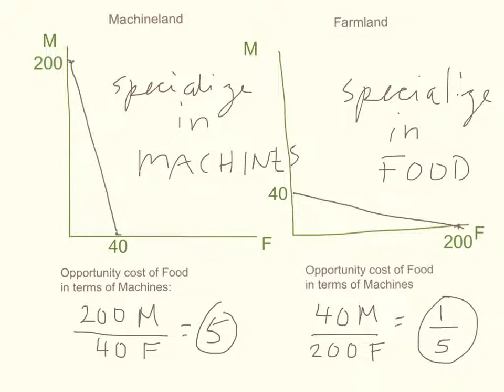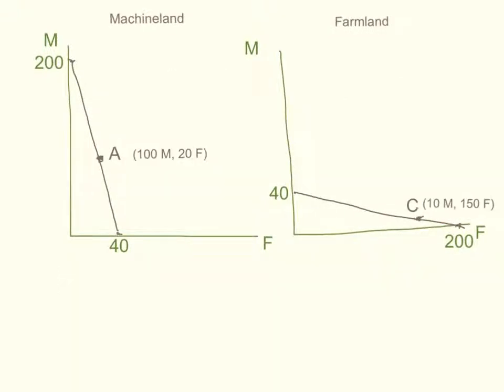So now let's talk about what the trade might be. So here is our beginning points for Machineland and Farmland. Let's say that Machineland began on their own production possibility frontier without any trade at point A. And they were producing along their own production possibility frontier, and they had chosen this combination, 100 machines, 20 units of food. Farmland over here, also operating without any trade, were along their production possibility frontier, and they were producing and consuming 10 units of machines and 150 units of food. So now we're going to open up the possibility of trade.